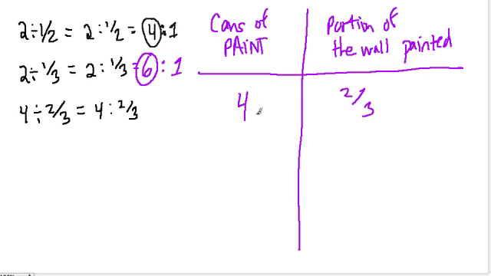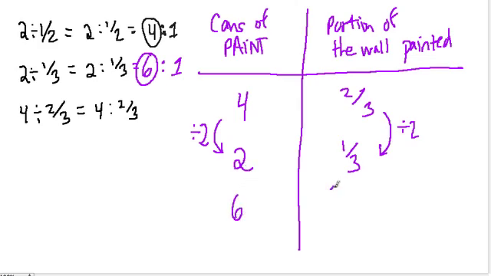Well, if 4 covers 2/3, if I cut that in half, if I divide this by 2, I also should divide this by 2, and I'd find 1/3, which tells me that if I use 2 cans of paint, that covers 1/3 of the wall. And again, I have to cover 3/3 of the wall, so I need 2, 4, 6 cans of paint. That's 1 full wall. So I can think of this as 6 to 1.